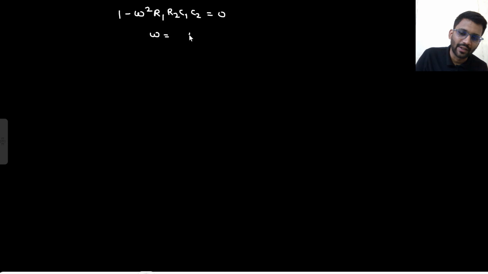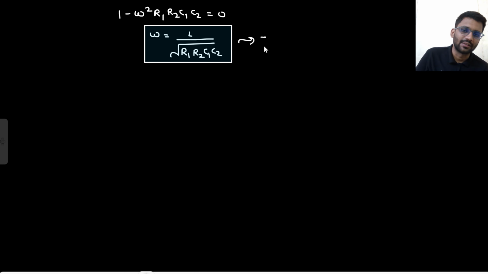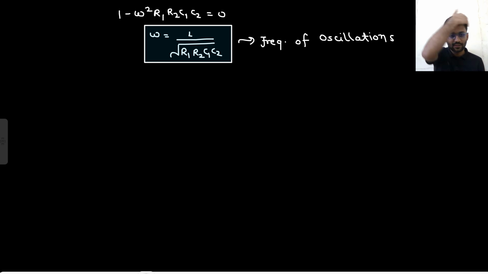So what is the value of omega you get? 1 by root r1 r2 c1 c2. So this is the frequency of oscillations. Just the same thing we are doing, nothing else.